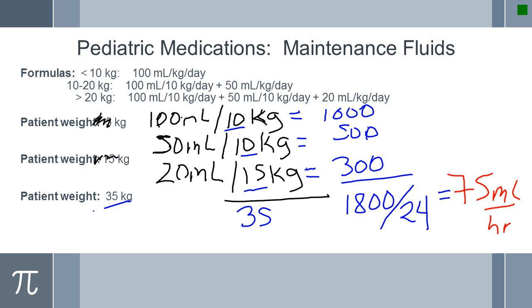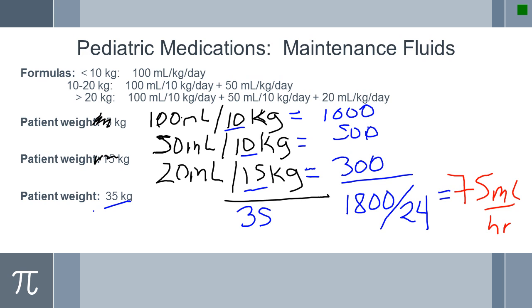The next thing that we want to look at is our maintenance fluids. So when we have a maintenance fluid on our child, we have to remember this formula: if they're less than 10 kilograms, we're going to use the 100 mils per kilogram per day. If they're 10 to 20, we're going to use the 100 mils for the first 10, and then 50 mils for the remaining kilograms. If they're over 20, we're going to use 100 for the first 10, 50 for the second 10, and then 20 for the remaining kilograms.